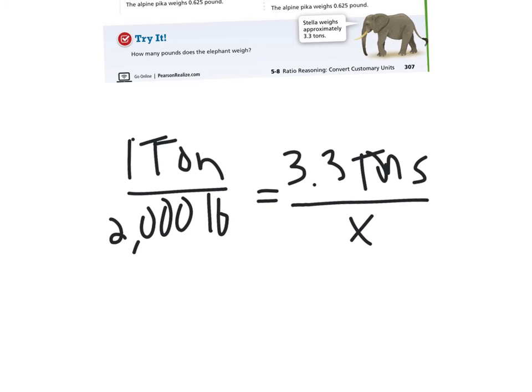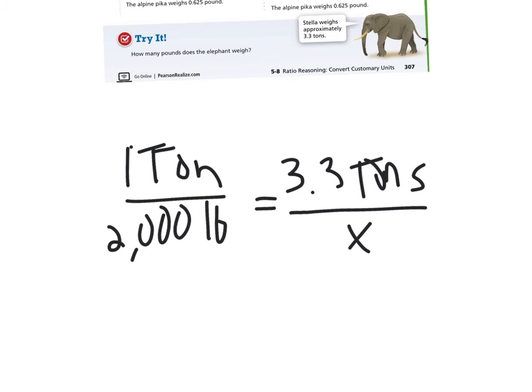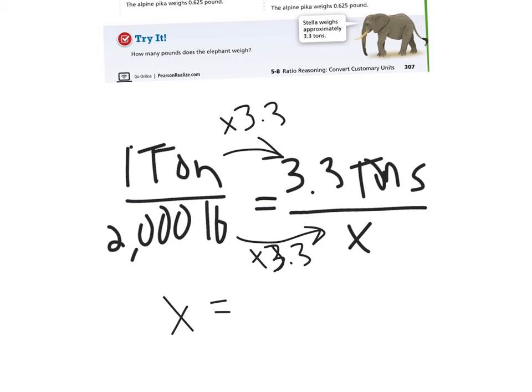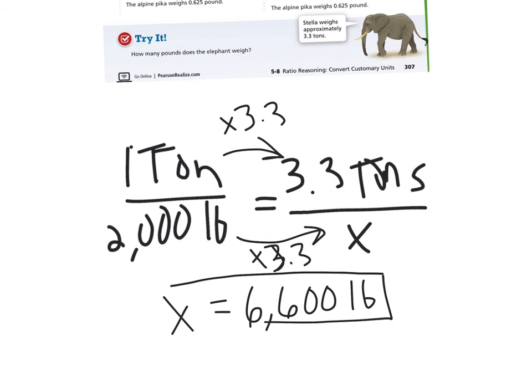Again, we can try to look for a pattern. This one happens to have a nice pattern going across. 1 times 3.3 is 3.3. And so then we can just multiply 2,000 times 3.3, which is 6,600. So about 6,600 pounds would be the weight of the elephant. So this gives you an idea of how to convert customary units.